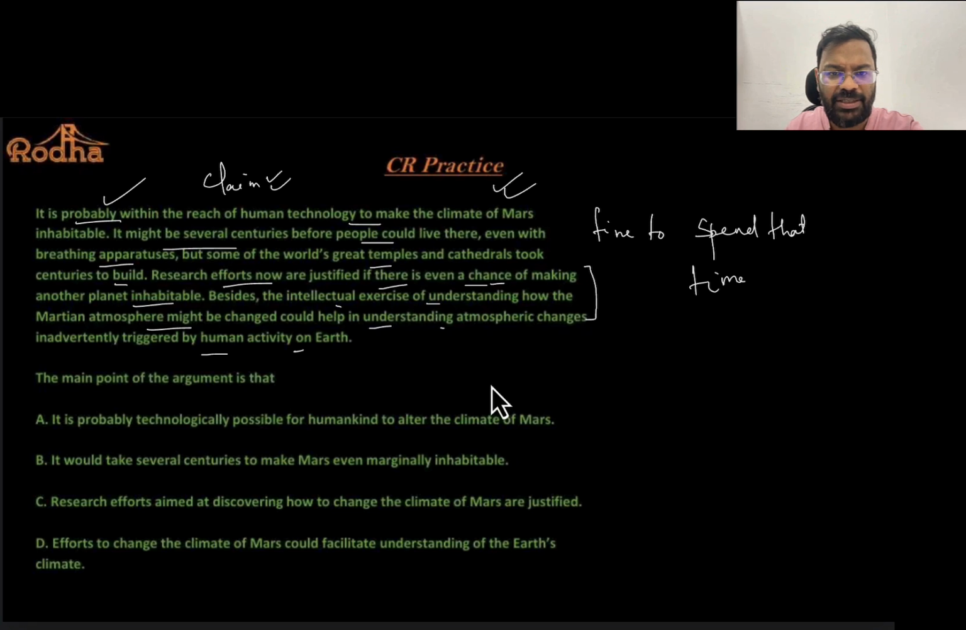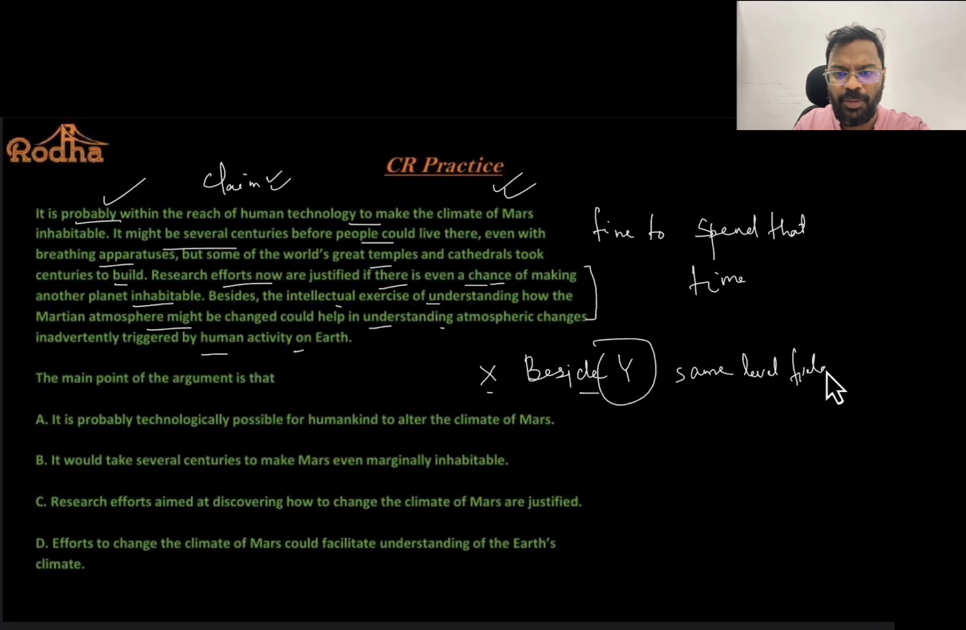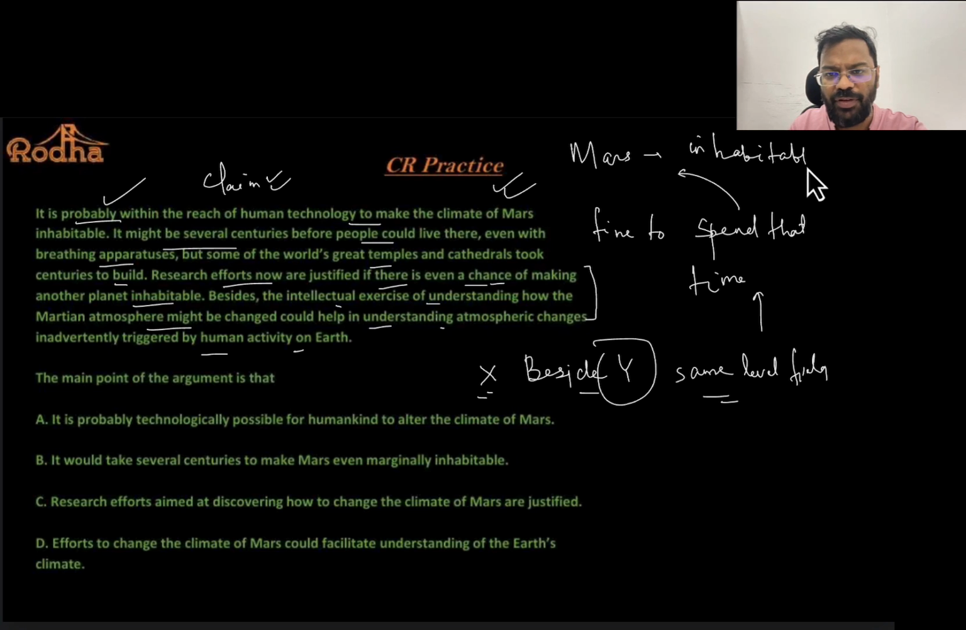Look at these two sentences. So it says research efforts now are justified is being written X, then it is being written beside Y. That means Y and X are playing on almost the same level field, and probably these two are trying to say that because you might have an understanding of atmospheric changes triggered by human activity on Earth and the research efforts are justified even if there is a smallest chance, I think it is fine to spend that time to make, or at least put efforts to make, the climate of Mars inhabitable. I think that is what we are trying to say.